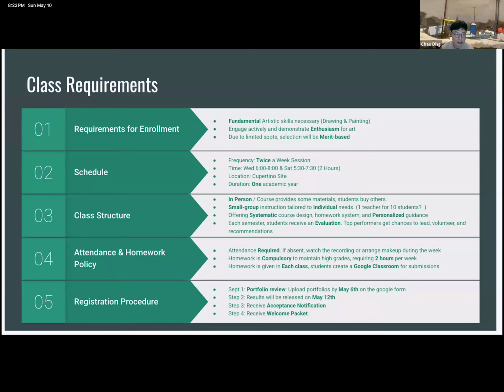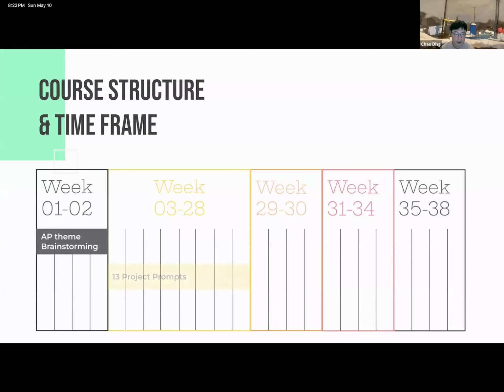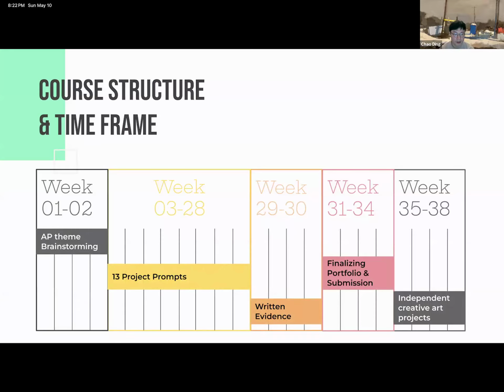Then the next one. I'd like to briefly talk about the overall structure of the APR program and how the school year is organized. You can see that in total, there are 38 weeks, which is our two-semester timeline. During the first 2 weeks, the students begin with AP theme brainstorming and concept development.